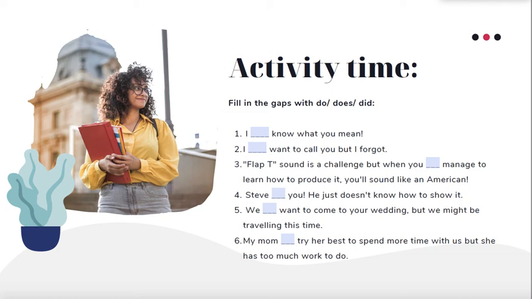So is it do, does, or did? I think you got it too. Steve loves you. He just doesn't know how to show it. Oh, I'm sorry. It's supposed to be Steve, love you, love you. He just doesn't know how to show it. It's like, да Стив тебя любит. Number 5, we want to come to your wedding, but we might be traveling this time.